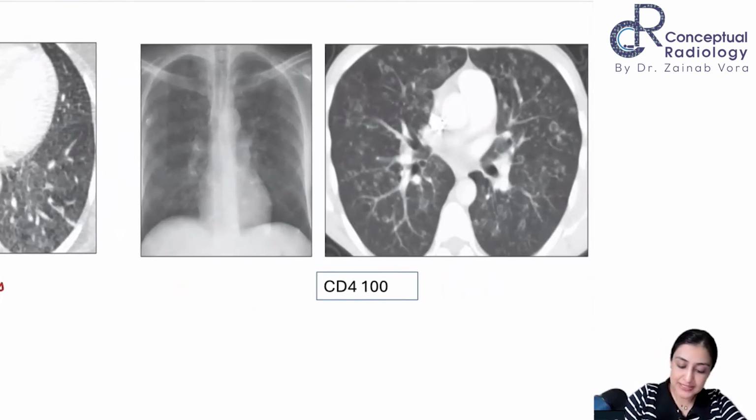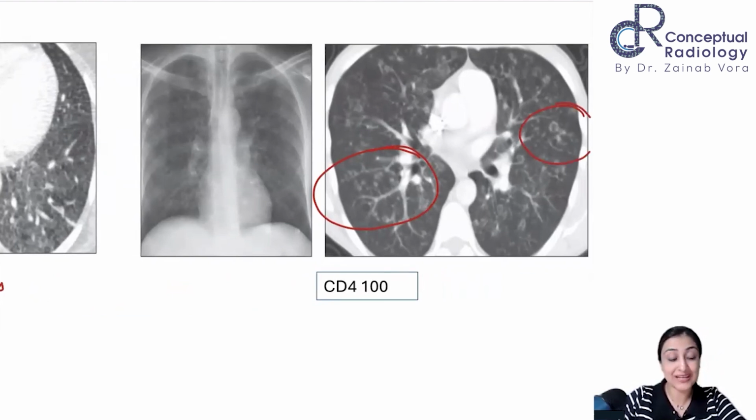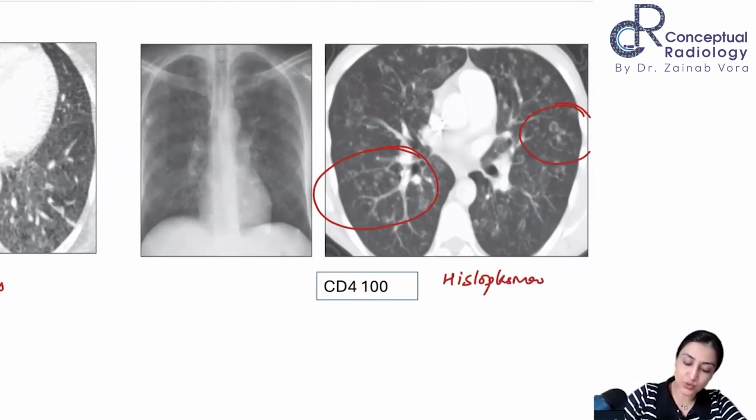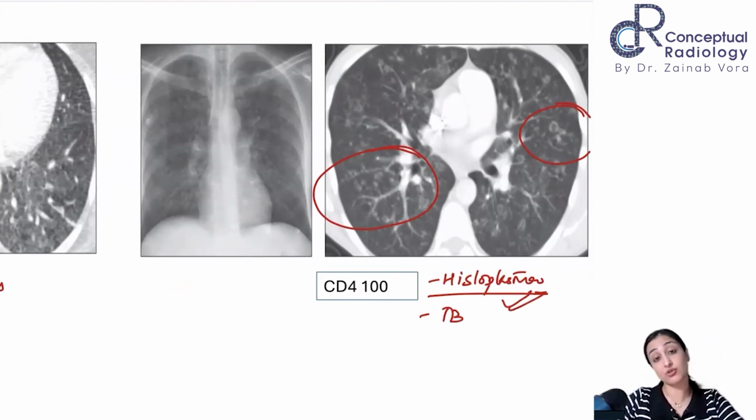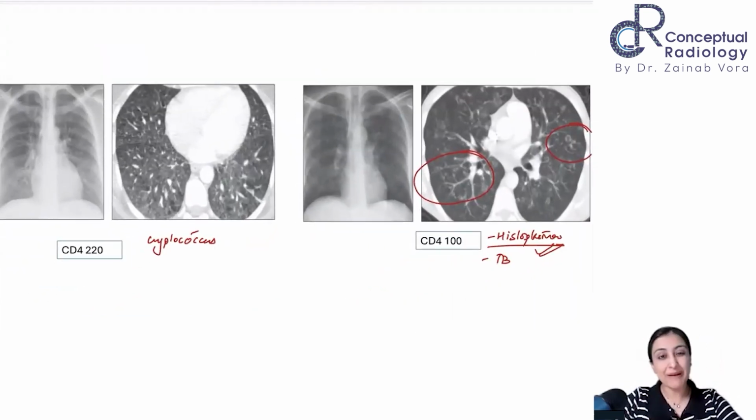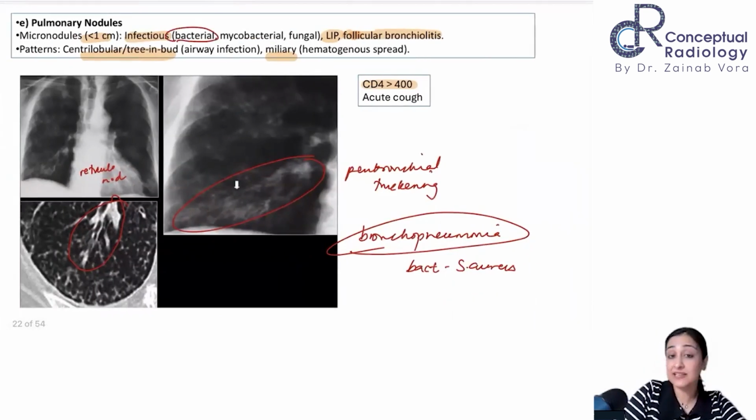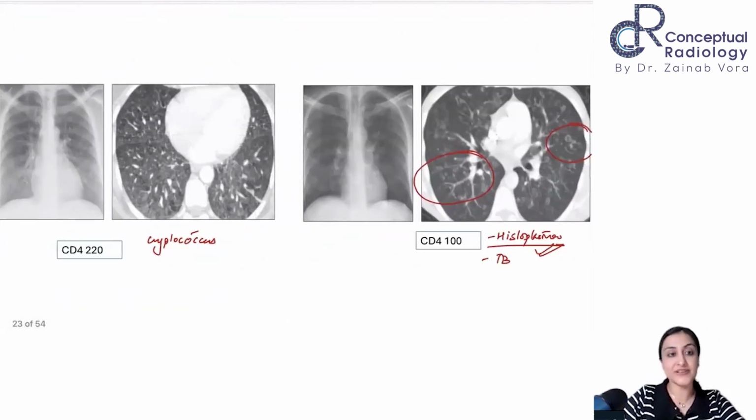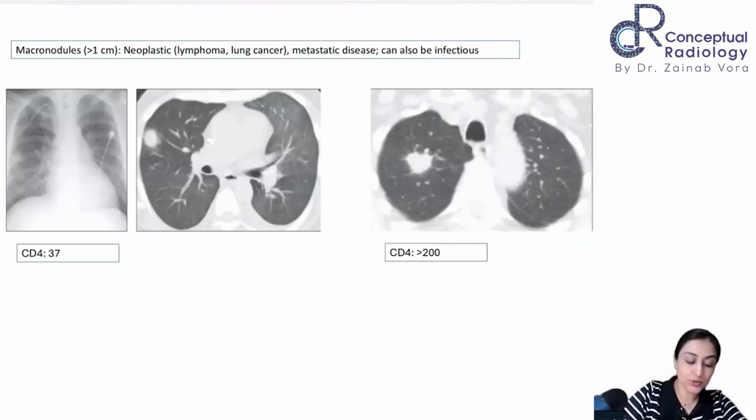Same way here, you can see the tree-in-bud distribution, almost bilaterally, some of which are also cavitating. And this turned out to be histoplasma, right? So histoplasma completely mimics TB. So here, TB and histoplasma would be your differentials, and it turned out to be histoplasma. So in a micronodular pattern, you can have bacterial bronchopneumonia, you may have TB, you may have histo, crypto, all of these mimicking. Okay. Macronodular, particularly non-resolving nodules, now you start to consider lymphoma, CA lung, or infections.